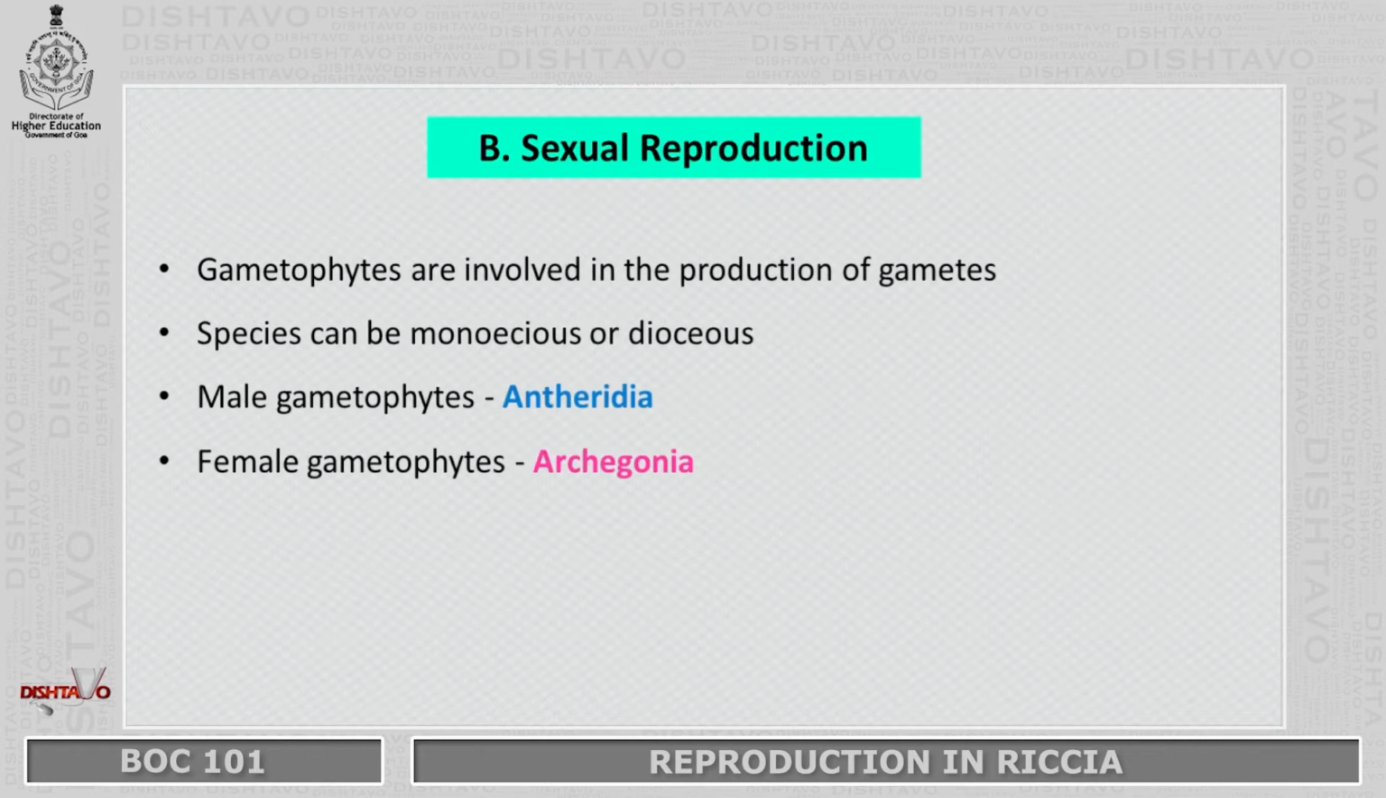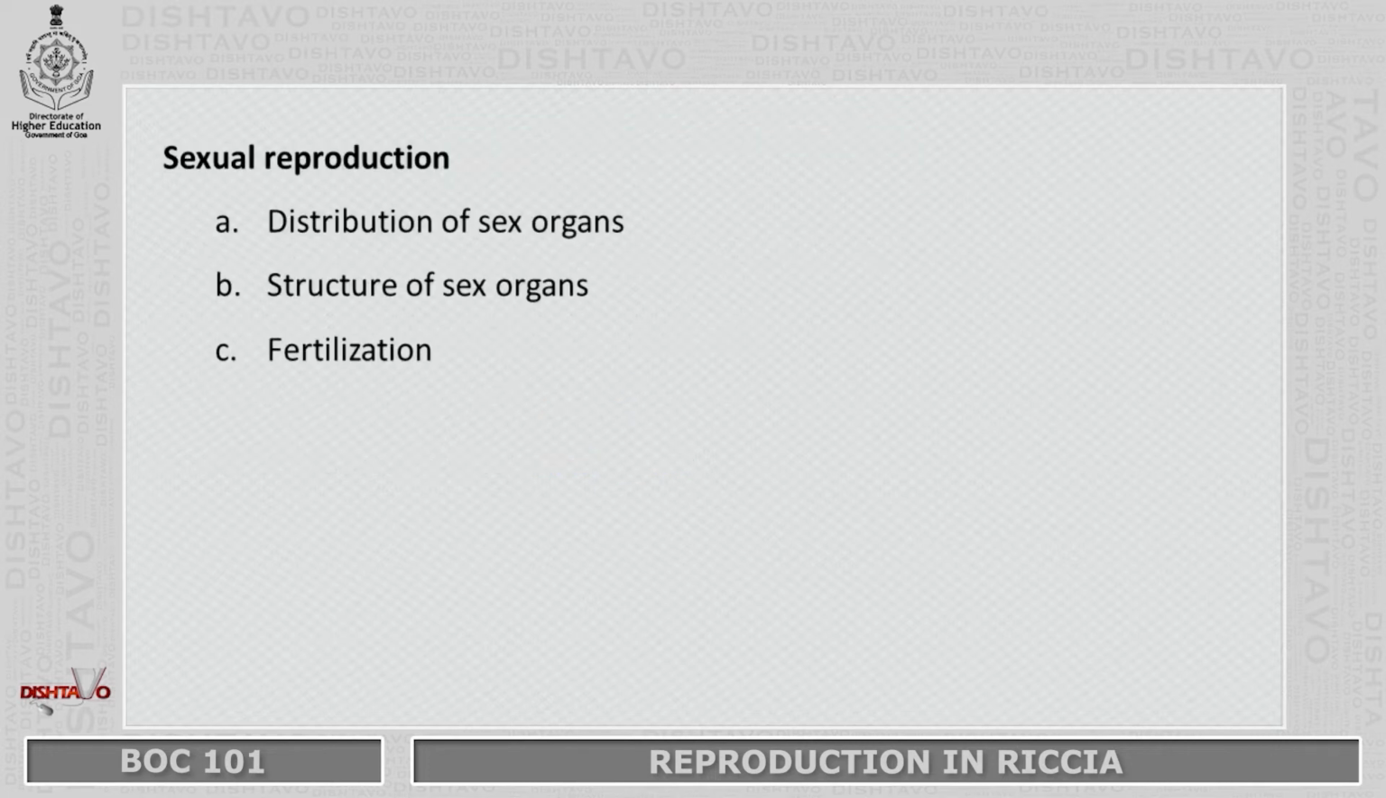Now let us study in detail the sexual reproduction. Here the gametophytes are involved in the production of the gametes. The species of Riccia can be either monoecious or dioecious. The male gametophytes bear the antheridia, so they will have the male sex organs. And the female gametophytes will bear the archegonia, that is the female sex organs. Now we are going to discuss sexual reproduction with respect to the distribution of the sex organs, the structure of the sex organs and the fertilization.